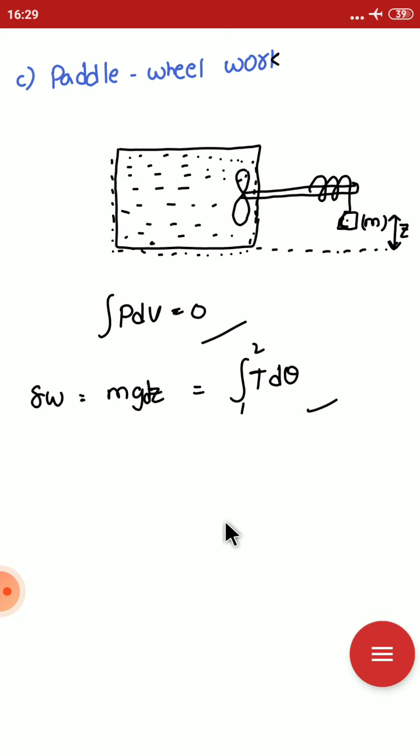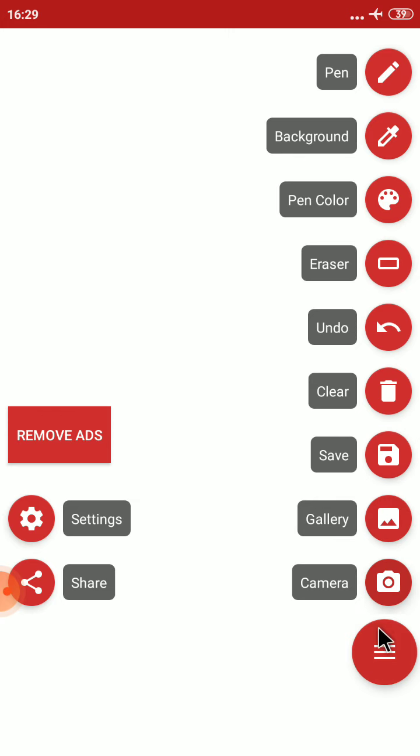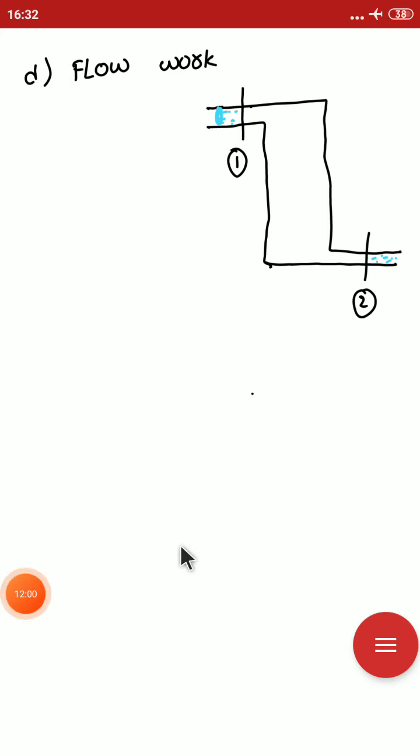Next, the other type of work is the flow work. Flow work, as the name itself says, is a flow process. The fourth one is flow work. Flow work is a flow process in an open system. Let us draw a diagram. The energy transfers across a system boundary.